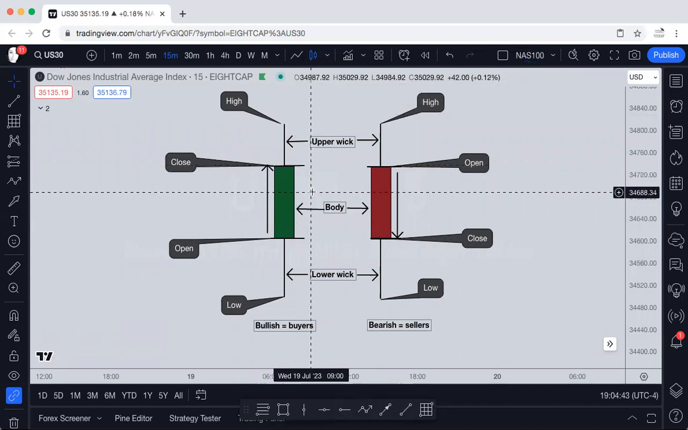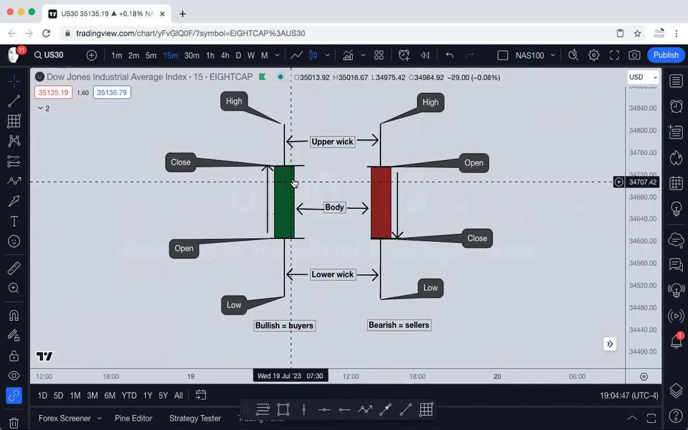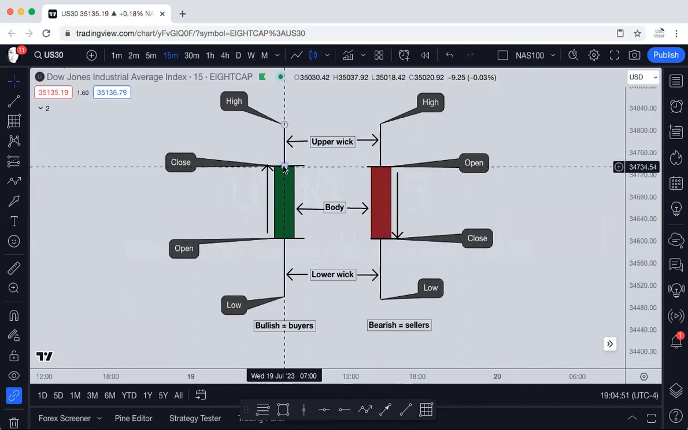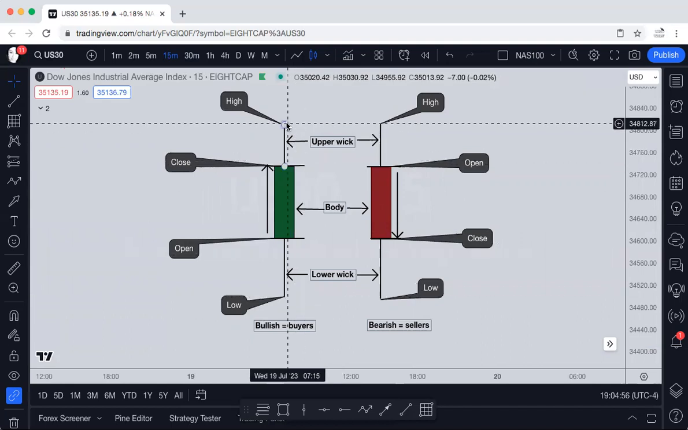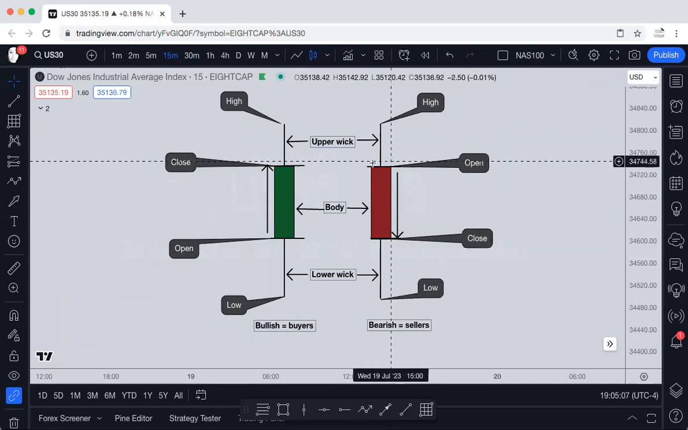Don't confuse yourself. Just understand when you're looking at a candle, this is the candle body, okay? For your bullish candle, this is your open, price moves up, bought up, and closes here. This is your lowest point that price reached for this candle, and this is the highest point that price reached for this candle.